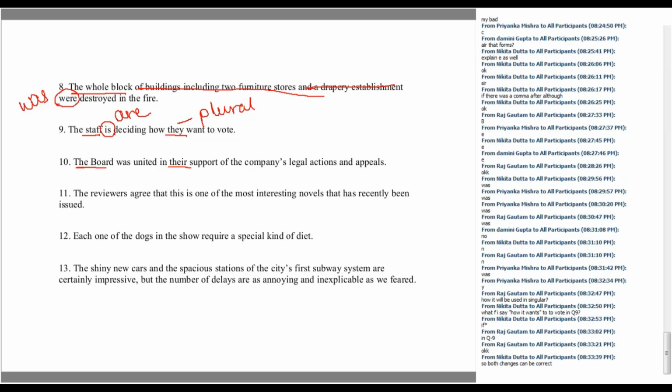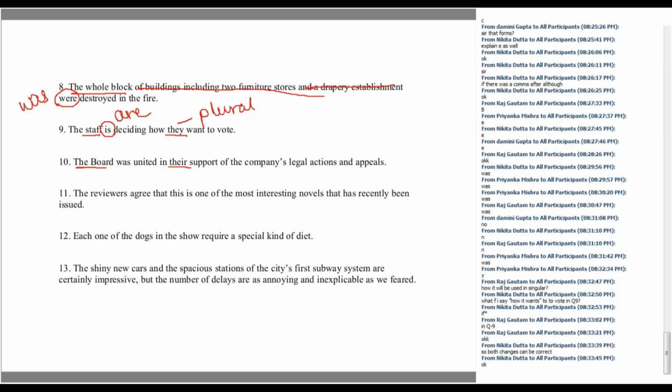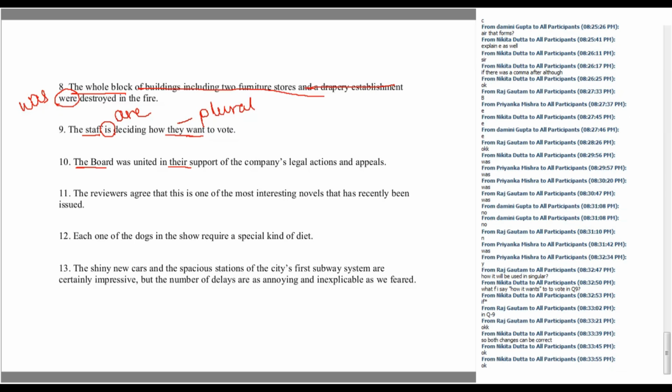Both changes can be correct. Yes, both changes can be correct. But in that case, you would have to change the pronoun and the verb. You will have to make two changes. In that case, you will have to change the word they also. You will have to change the word want also. Whereas in this case, you are only changing one word, and that is the word is. Okay.